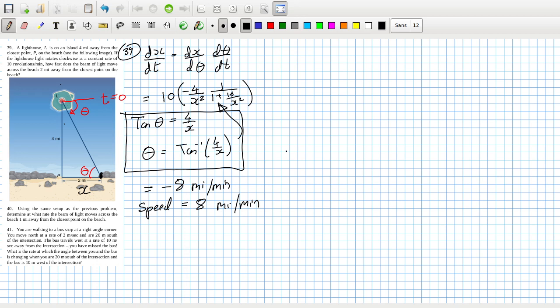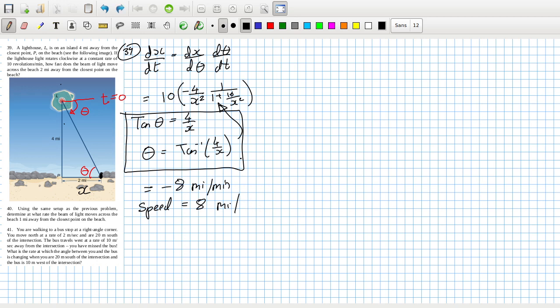The dx/dt... Oh, I forgot to change this. Sorry, that's a divide there. I forgot to do my usual flip, because that's theta, not x.